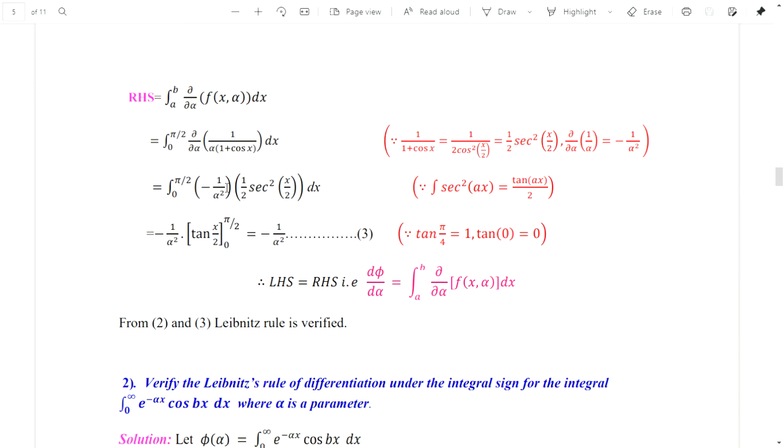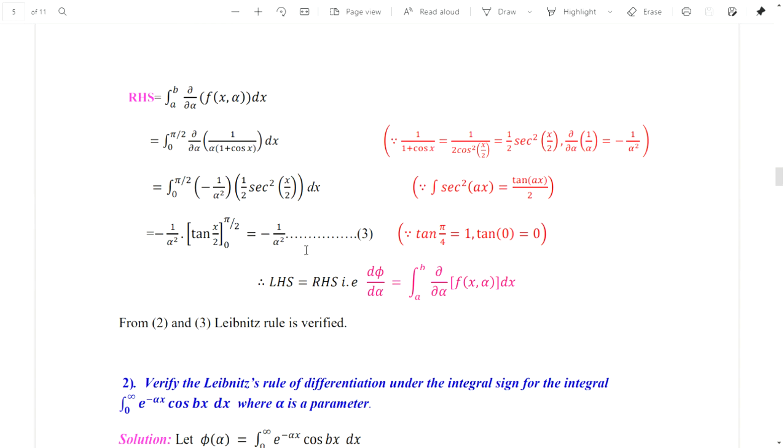So minus 1 by alpha squared will be treated as constant here. So bring it outside. So minus 1 by alpha squared into integral of secant squared of x by 2 is nothing but tan of x by 2 whole divided by 1 by 2. So 1 by 2 and 1 by 2 will get cancelled, and we will be left with tan of x by 2, which is from 0 to pi by 2. So by applying the limits, we will get tan of pi by 4 minus tan 0, but tan pi by 4 is 1 and tan 0 is 0. So minus 1 by alpha squared into 1 minus 0, which is nothing but minus 1 by alpha squared.